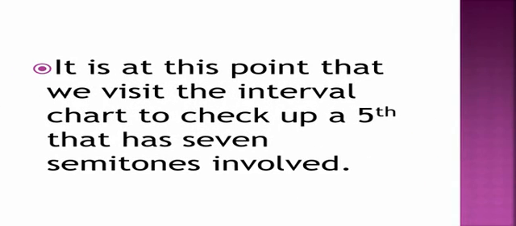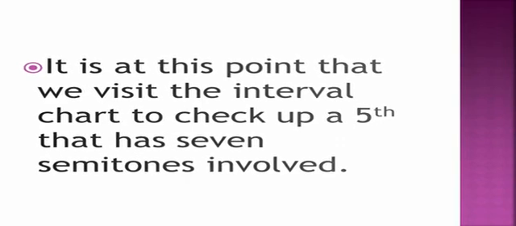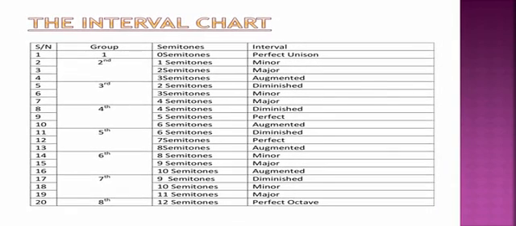At this point, we will have to visit the chart to check up a fifth that has 7 semitones. Boom. So we are here, and you see the interval chart. There are 1st, 2nd, 3rd, 4th, 5th, 6th, 7th, and 8th. So we are dealing with the fifth. Each of these groups of intervals also have their number of semitones involved here, and when you check the number of semitones, you can eventually see the type of interval that we're talking about.